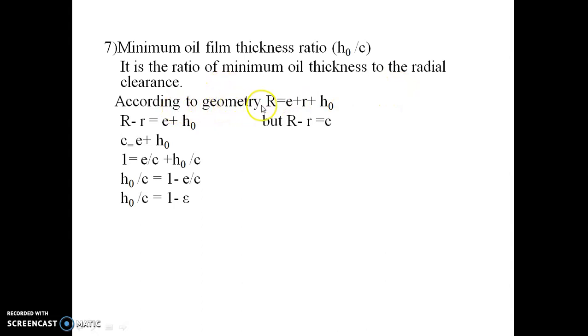So according to the geometry, the capital R, that is the radius of bearing, is equal to eccentricity plus radius of shaft plus minimum oil film thickness. So R minus r will be equal to e plus h naught. But R minus r we know that is equal to C. So C is equal to e plus h naught. So dividing by C we get 1 equals e upon C plus h naught by C. So h naught by C is equal to 1 minus e by C, and e by C is nothing but epsilon. So h naught by C is equal to 1 minus epsilon.